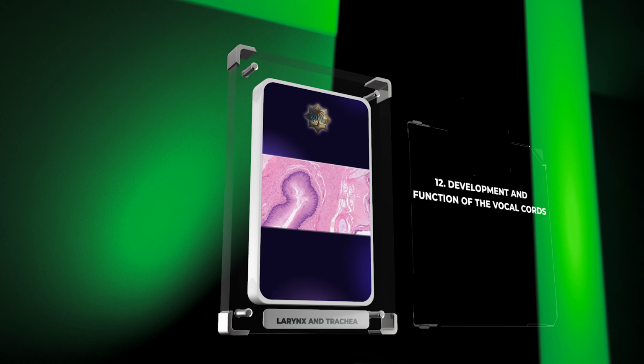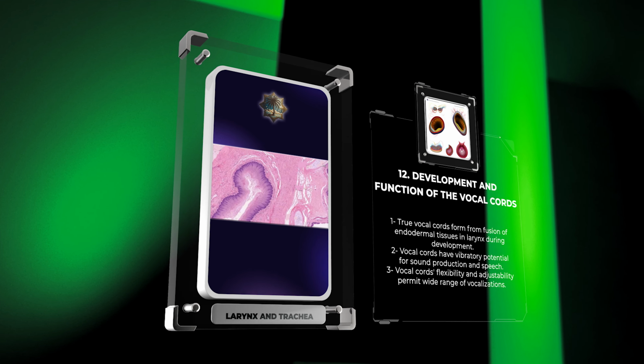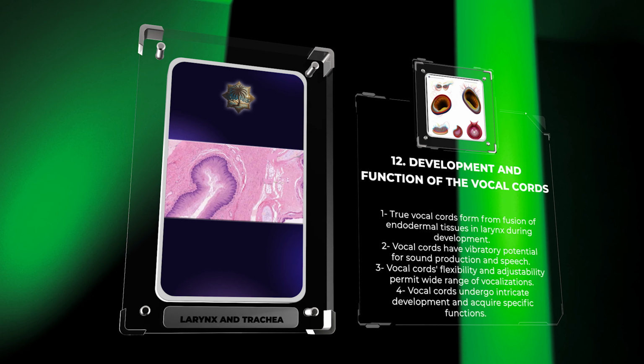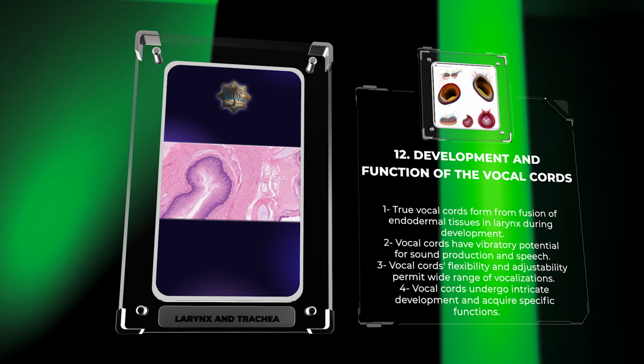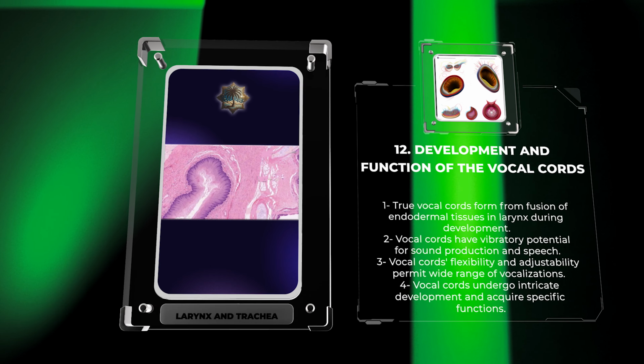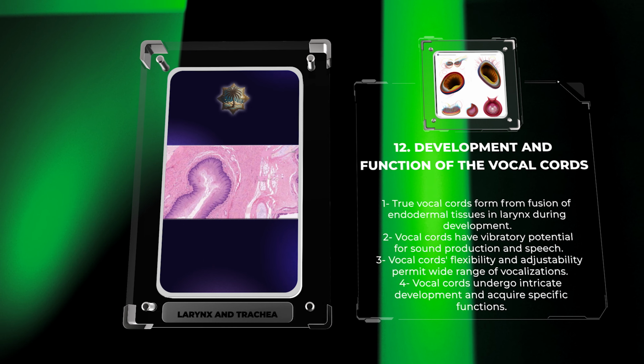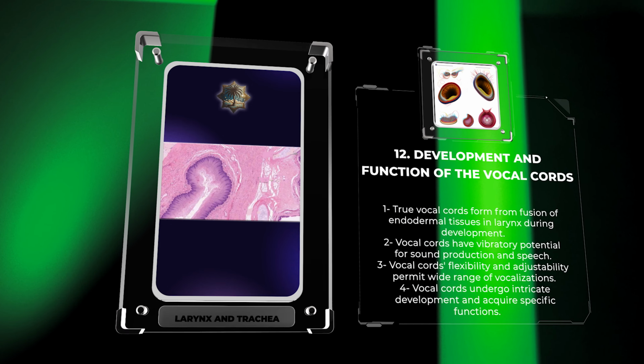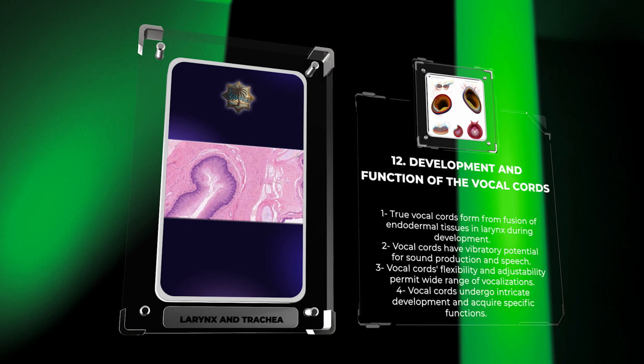The vocal cords undergo intricate development and acquire specific functions. During development, the true vocal cords form from the fusion of endodermal tissues in the laryngeal framework. The vibratory potential of the vocal cords allows for sound production and speech. Their flexibility and adjustability, in combination with airflow, permit a wide range of vocalizations.